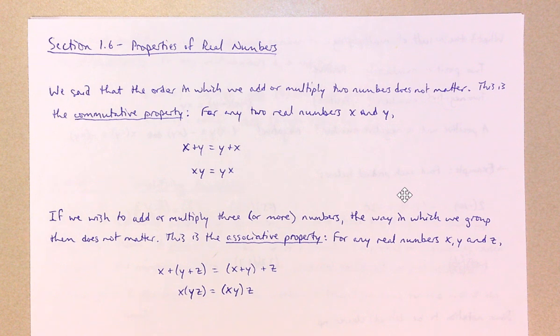associative property. So for any real numbers x, y, and z, x plus the quantity y plus z is equal to the quantity x plus y and then plus z. Similarly for multiplication, x times the quantity y times z is equal to the quantity x times y and then times z. And again, this works with 4, 5, 6, or even higher numbers of numbers.